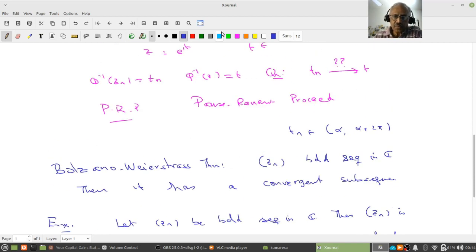Now what is that I want to prove? I want to prove Tn converges to T. How I plan to do it is something very interesting. I plan to show that since Tn is a bounded sequence, because it lies in the interval alpha to alpha plus 2 pi, take any subsequence, suppose it converges, then I will show the limit is T. You understand that? Take any subsequence T_nk, assume it converges to some S in alpha to alpha plus 2 pi, then that S must be T.